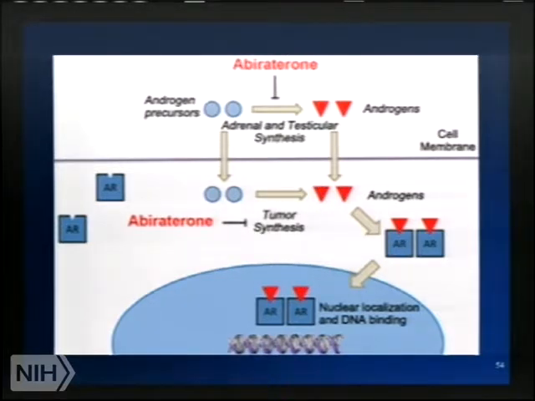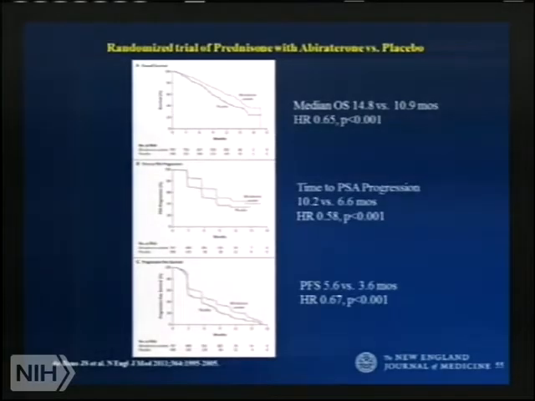And so this abiraterone not only can lower the testosterone levels to very, very low levels in the serum, but it can lower the intracellular levels of testosterone substantially. And it appears that in patients that are treated with just standard hormonal therapy, the intracellular androgen levels can still be relatively high.